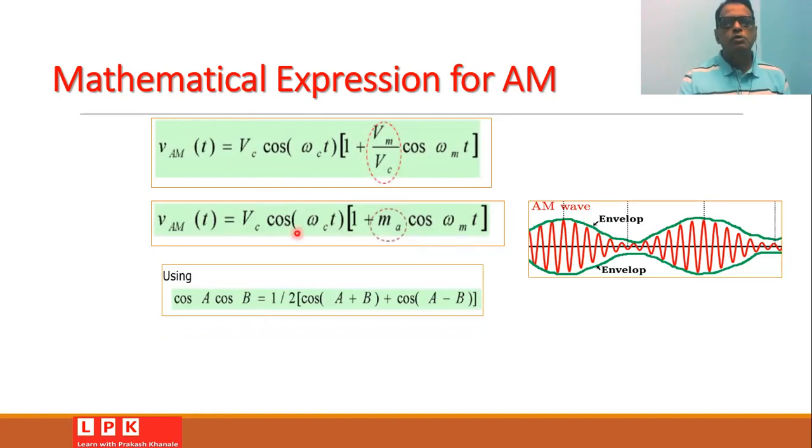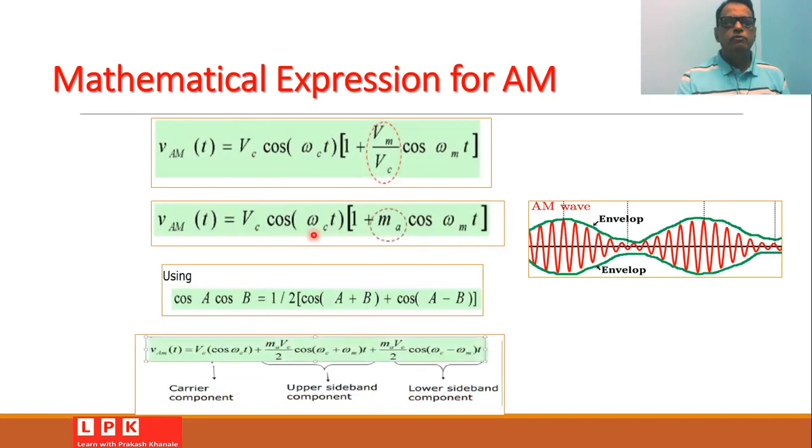So when I multiply cos of omega ct in the inner bracket, we will find that we can rewrite this equation as VAM(t) is equal to Vc cos of omega ct plus Ma Vc by 2 cos of (omega c plus omega m) t plus Ma Vc by 2 cos of (omega c minus omega m) t. So here A represents omega ct, B represents omega mt, and therefore cos of omega ct into cos of omega mt can be replaced by these terms.